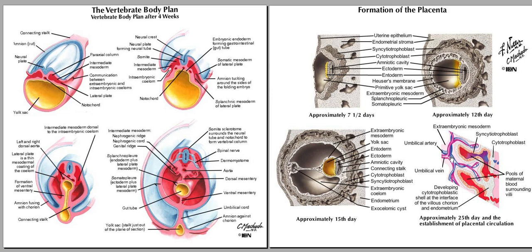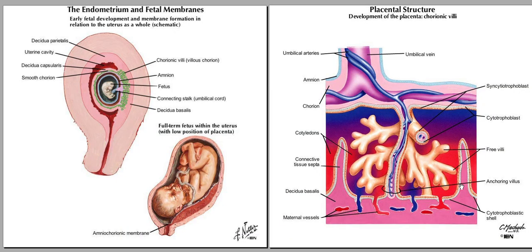Here we have the umbilical artery, umbilical vein, extraembryonic mesoderm, cytotrophoblast over here, the blood vessels or the villi. Okay, the endometrium and the fetal membranes. Here you can see the decidua parietalis, uterine cavity, decidua capsularis, just right under the uterine cavity. The smooth chorion, the fetus, of course, the connecting stalk, having the umbilical cord and decidua basalis.